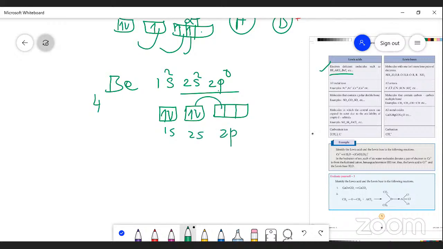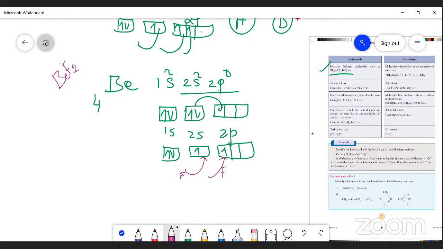Now, at the ground state, the excitation will take place. After the excitation, the inner shell will not be disturbed. During the excitation, what is going to happen? Now, the incoming F, in this compound beryllium, is coming to donate 1 electron. So F here, also 1 F.